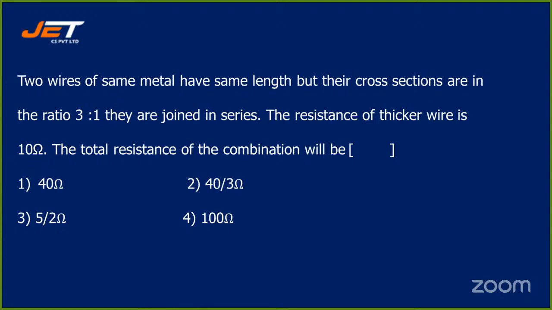They have same length. Only their cross sections are different. What is the answer? It is simple. You have resistance equal to rho L by A, right? So R is inversely proportional to area. So R2 by R1 is equal to A1 by A2. Then what happens? It is 3 by 1. R2 will be 3R1. So R2 will be 3 into 10. It will be 30 ohms. First one is 10 ohms. It is already given. So equivalent will be 10 plus 30. It will be 40.